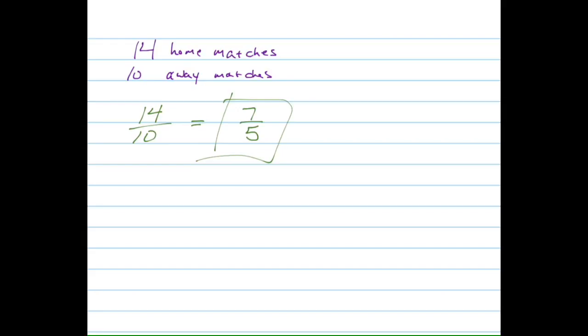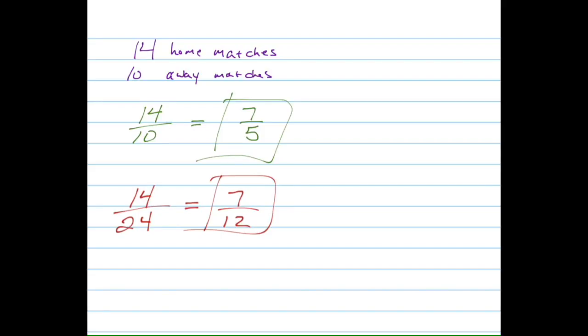How about the ratio of home matches to all matches? Home matches to all matches. What do you think, Sarah? 14 to 24, because they played a total of 24 matches. You just add the home matches to the away matches. What do we get when we reduce that ratio? David? 7 over 12. There's our final ratio.